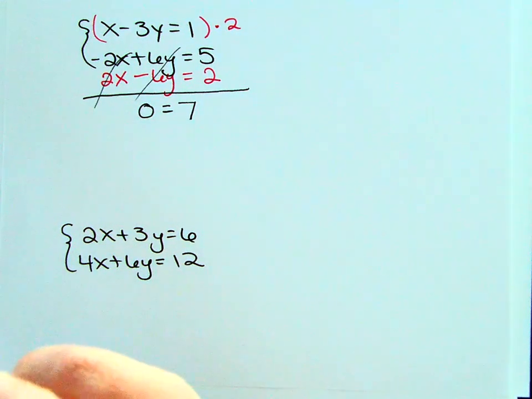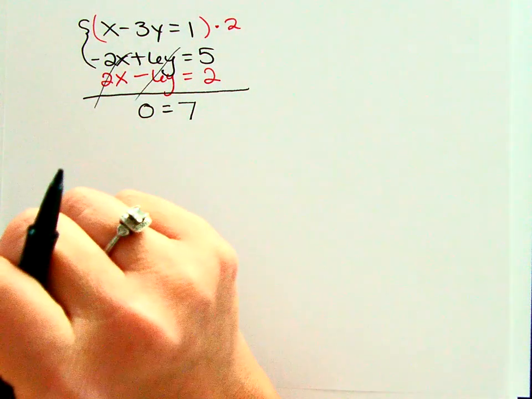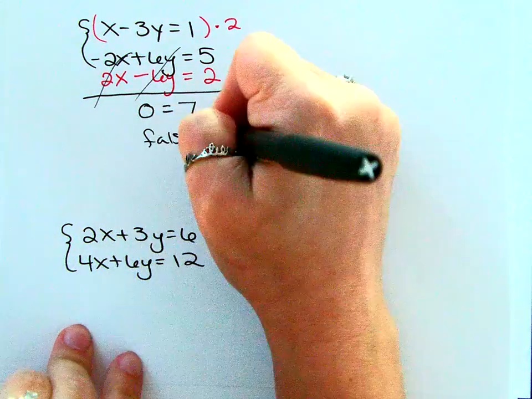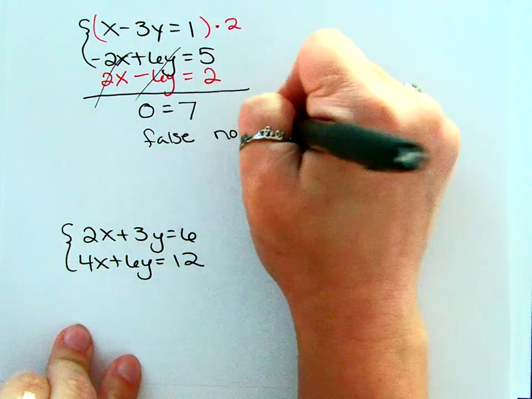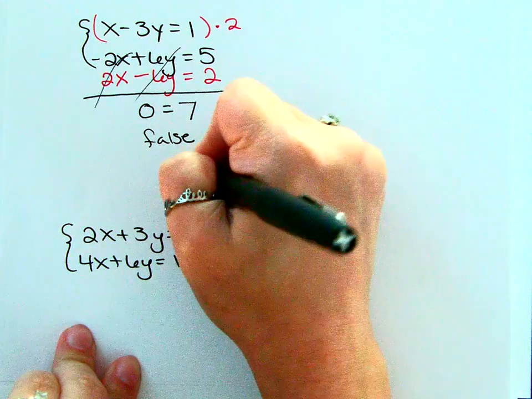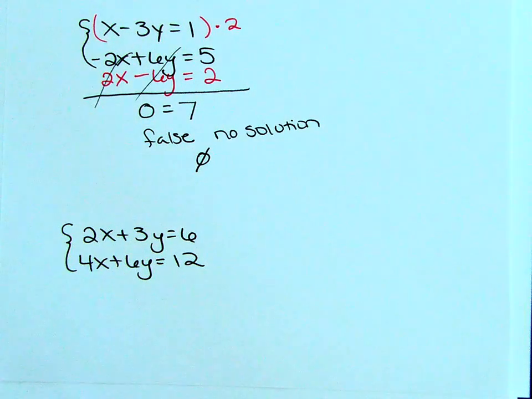What do you think that means? No solution. So what does that tell you about these lines? That's right. These are parallel lines. There is no solution. If you were to graph them, they would run side by side. So this is what this looks like as you're trying to solve these. What happens is both of your variables fall away, but you get a false statement. This is an inconsistent system.